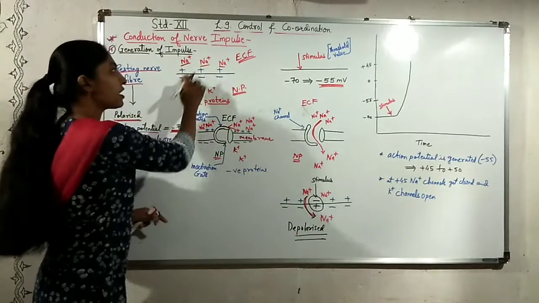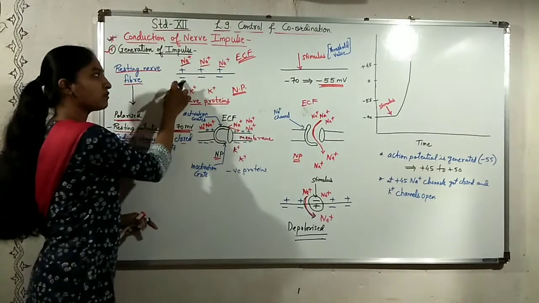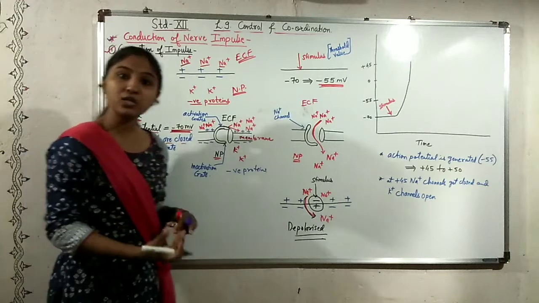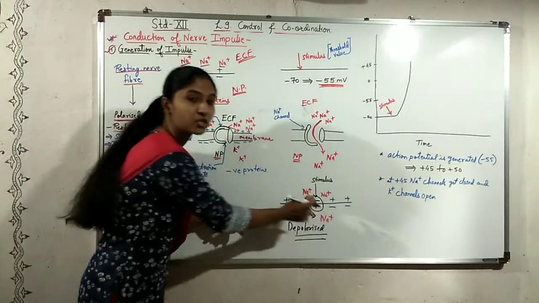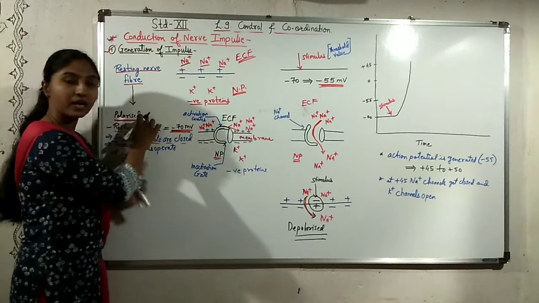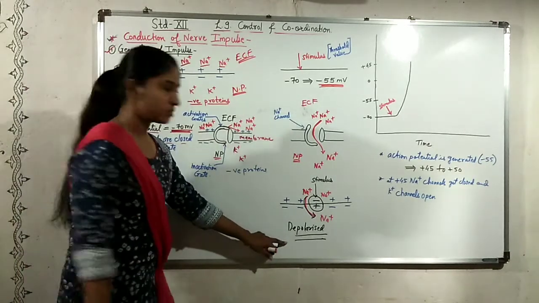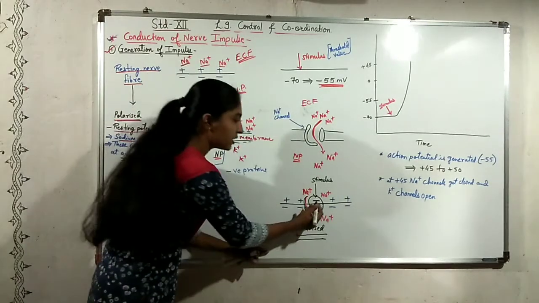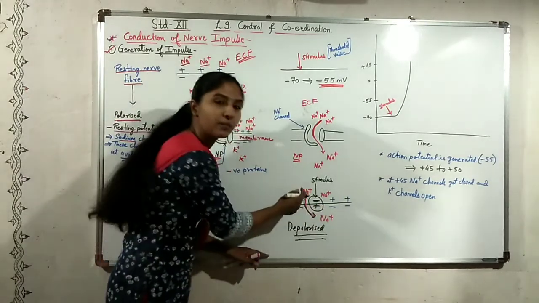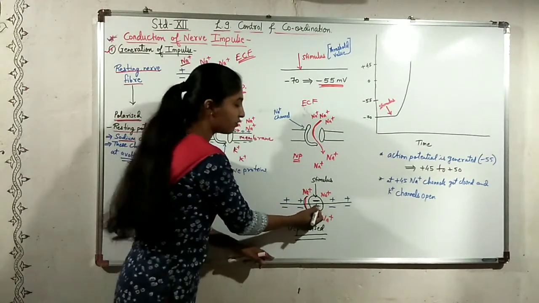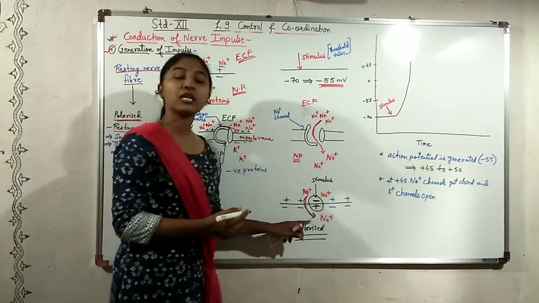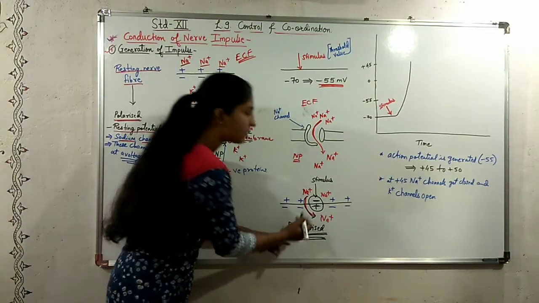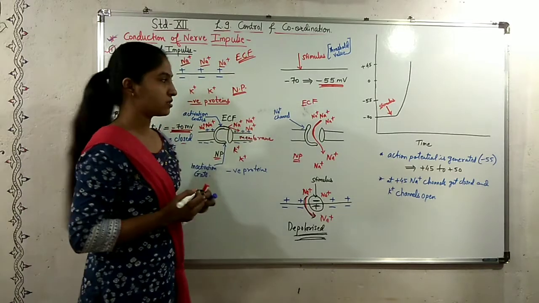Here, all the charges were the same. Outside was positive, inside was negative, everywhere. But now the impulse has been generated. The charges have changed. So this polarized membrane becomes depolarized. When the charges change, the outer one becomes electronegative and the inner one becomes electropositive. We say that the impulse has been generated, and we also say that the membrane has been depolarized.